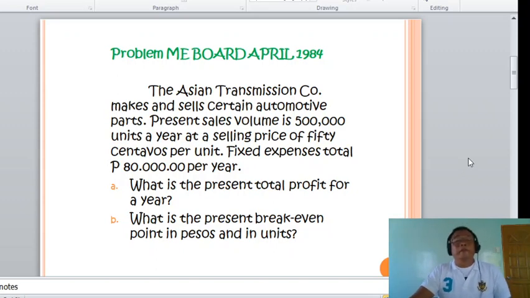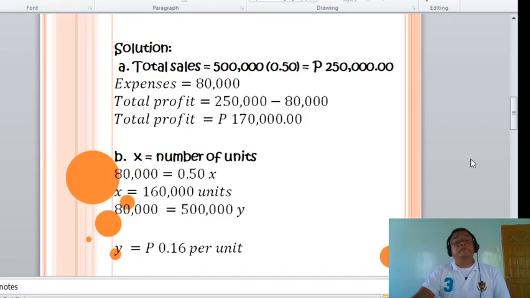Okay, so class, the solution. For A, total sales equals 500,000 multiplied by 50 centavos, so that is 250,000. Less expenses of 80,000, so total profit is 170,000.